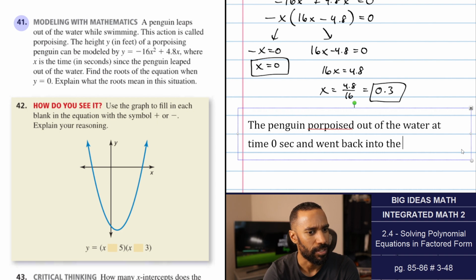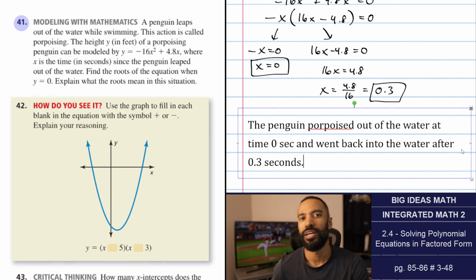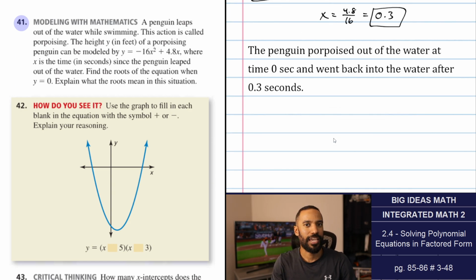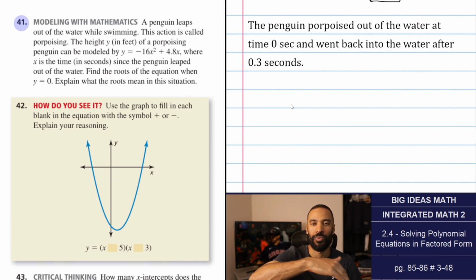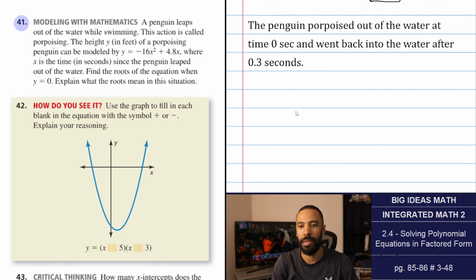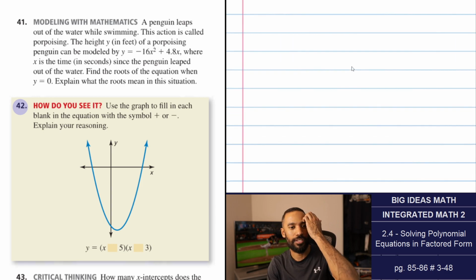Let's see, what did it say? Leapt, yeah. Went back into the water after 0.3 seconds. That's what I was saying. It doesn't seem that long, but actually that now seems a little more normal. I mean, it's less than half a second, but okay, that's fine. I mean, gravity takes hold. It's not going super high and out of there. All right, that's 41.